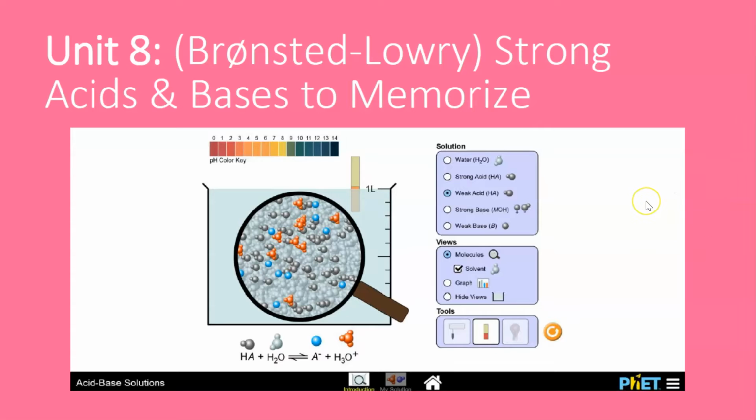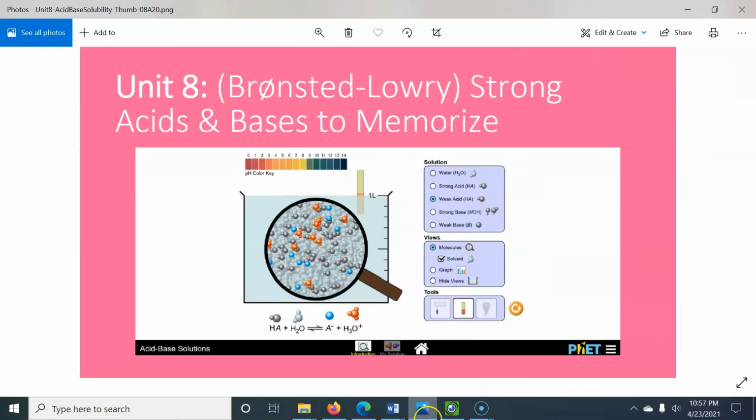I took this screenshot from the website PhET, and it's great. It contains a lot of simulations across physics, chemistry, and biology. Here they're showing the dissociation of a weak acid. We'll get to this in future videos. Since throughout the unit we will be dealing with Brønsted-Lowry type of acids and bases, I want to start there.